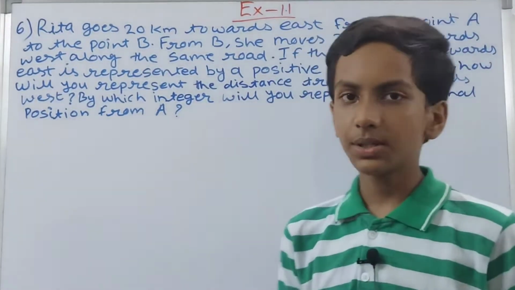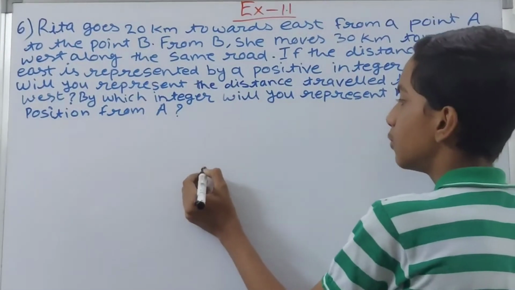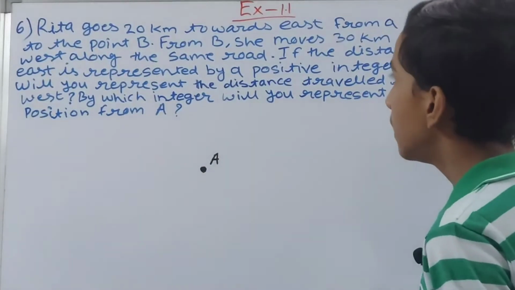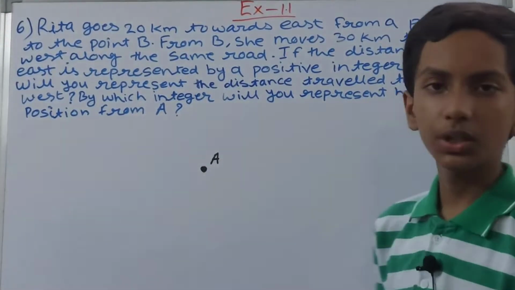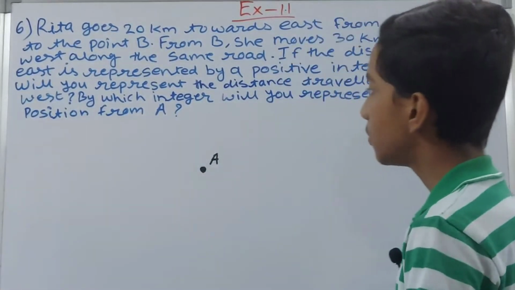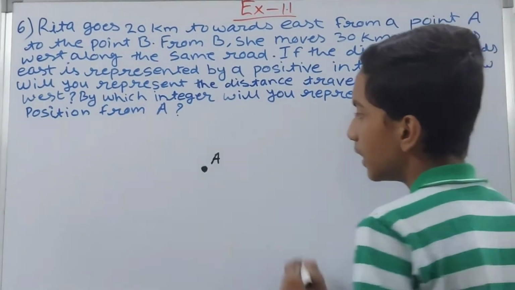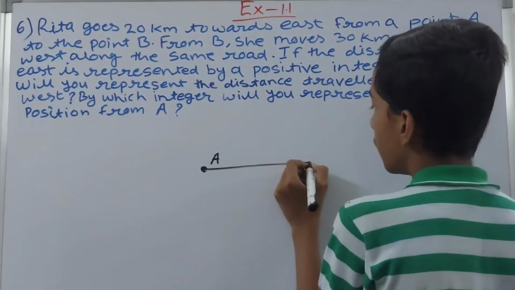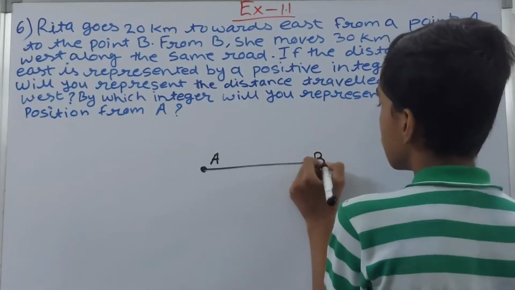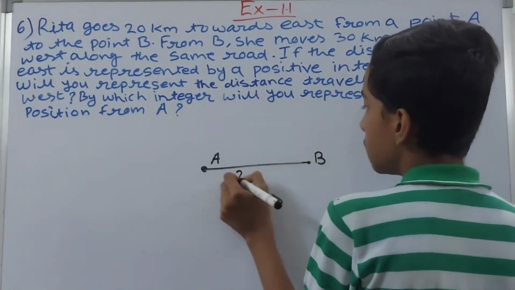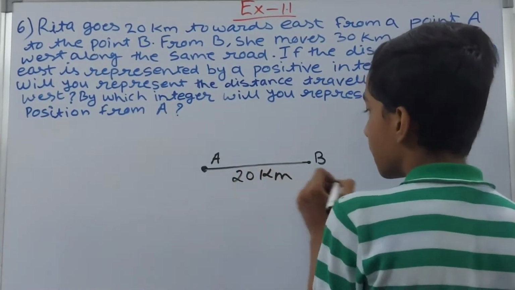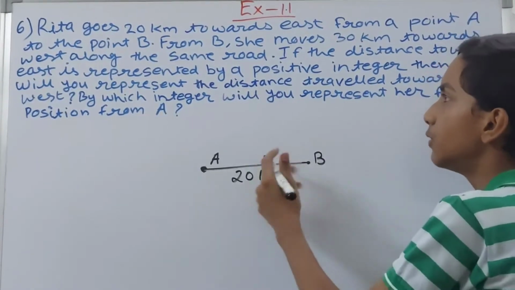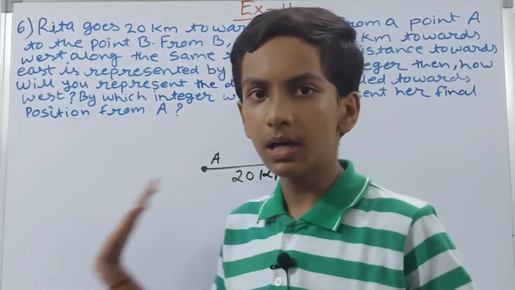Now again there is a girl Rita and she starts moving from a point. Let us make this point A. It is named A and she moves 20 kilometers towards the east, right? So east is which side? This one, right? So 20 kilometers here, let us say this much, and this point where she stops in the east is known as point B. This is 20 kilometers. Now it is saying that from B point she moves 30 kilometers towards the west.